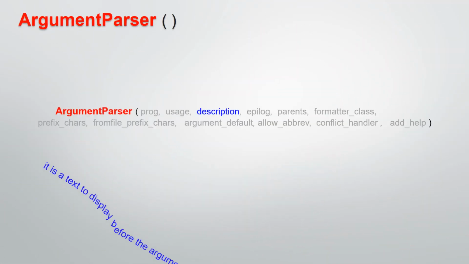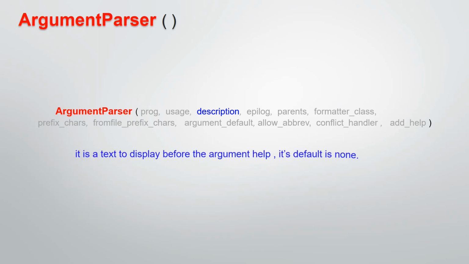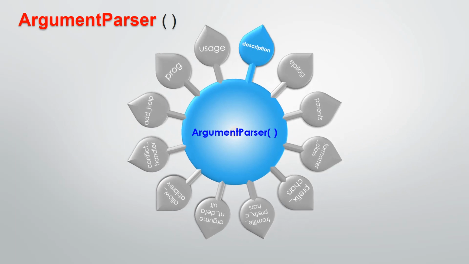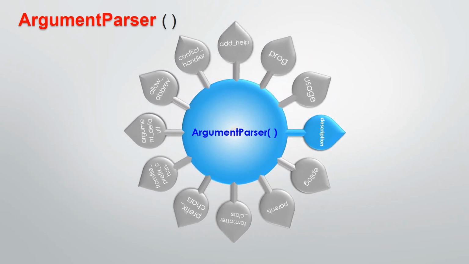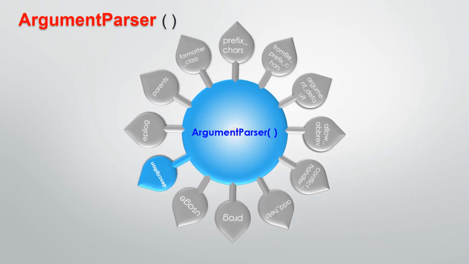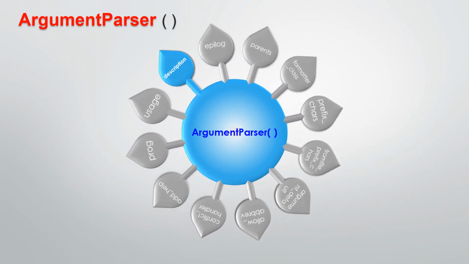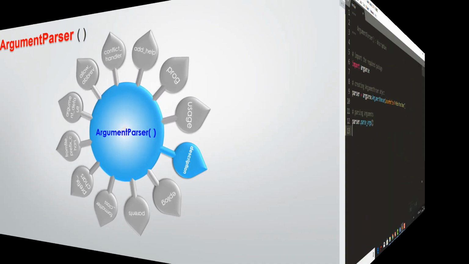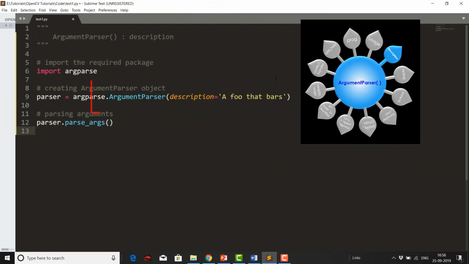Description. It is text to display before the argument help. Its default is None. Most calls to the ArgumentParser constructor will use the description equal to keyword argument. This argument gives a brief description of what the program does and how it works. Let's see the code. Now we will run the code with the help message.